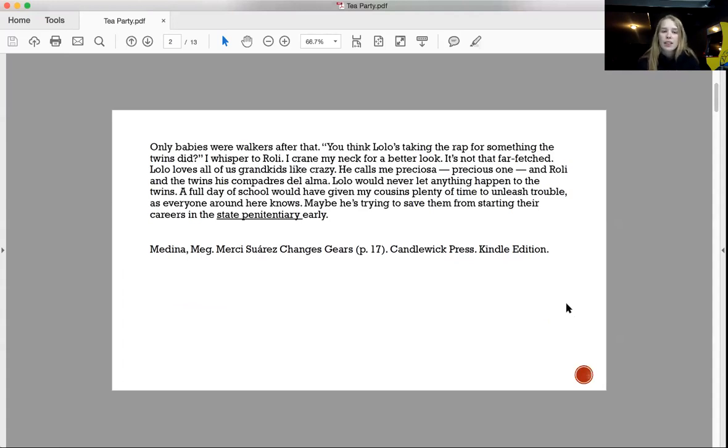So one of us would have had this. It says, "Only babies or walkers. After that, you think Lolo's taking the rat for something the twins did. I whispered over Roly. I craned my neck for a better look. It's not that far-fetched. Lolo loves all of us grandkids like crazy. He calls me precious one, and Roly and the twins his compradas de alma. Lolo would never let anything happen to the twins." And then it goes on, and that's just a quick little summary of that. Then the students and I would have talked about why this was important.